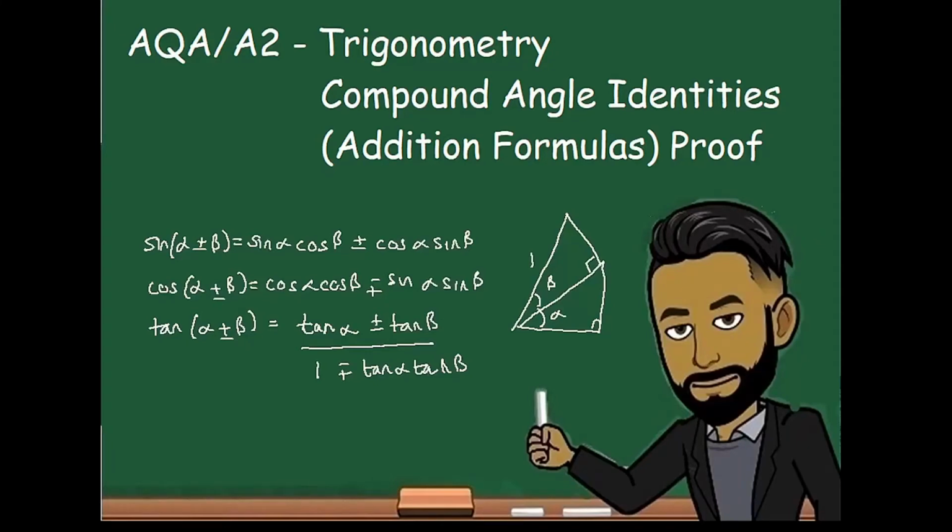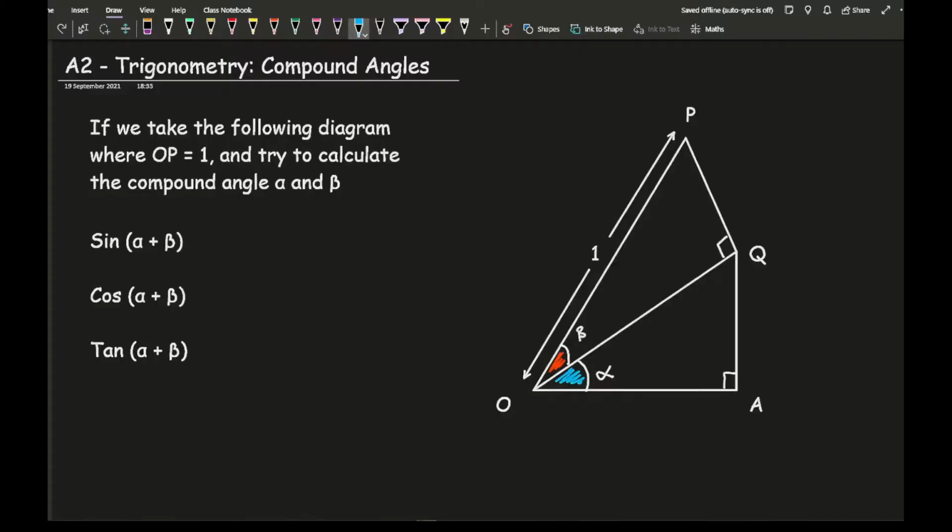So welcome everybody to this latest A2 trigonometry video, and in this video we'll be going through the proof of the compound angle identities, also known as the trigonometric addition formulas. Now, because we've already looked at right angle trig, obviously we've got two right angle triangles here, but the triangle that's created with the compound angle is not right angle.